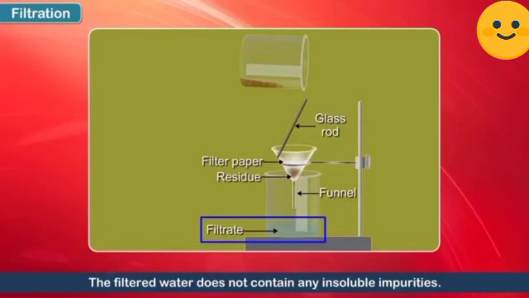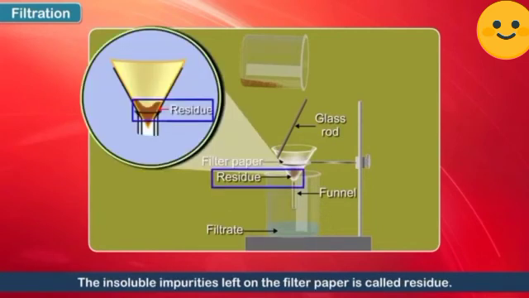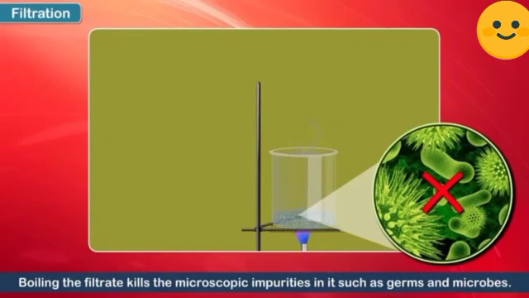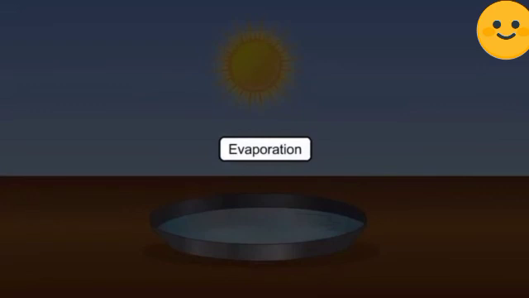The filtered water does not contain any insoluble impurities. The insoluble impurities left on the filter paper are called residue. Boiling the filtered water kills the microscopic impurities in it such as germs and microbes.